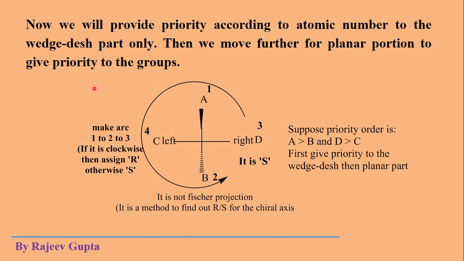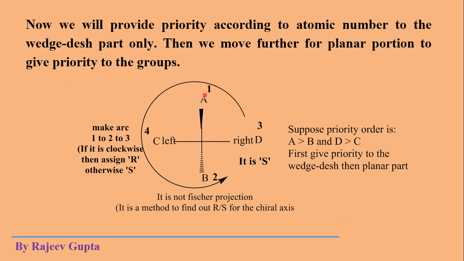Now we will provide priority according to atomic number to the wedge dash part only first. We will not consider this horizontal part, we will consider only this wedge dash part, and in the wedge dash part we will see the priority according to atomic number. Suppose A is that atom which is directly attached to this chiral axis.